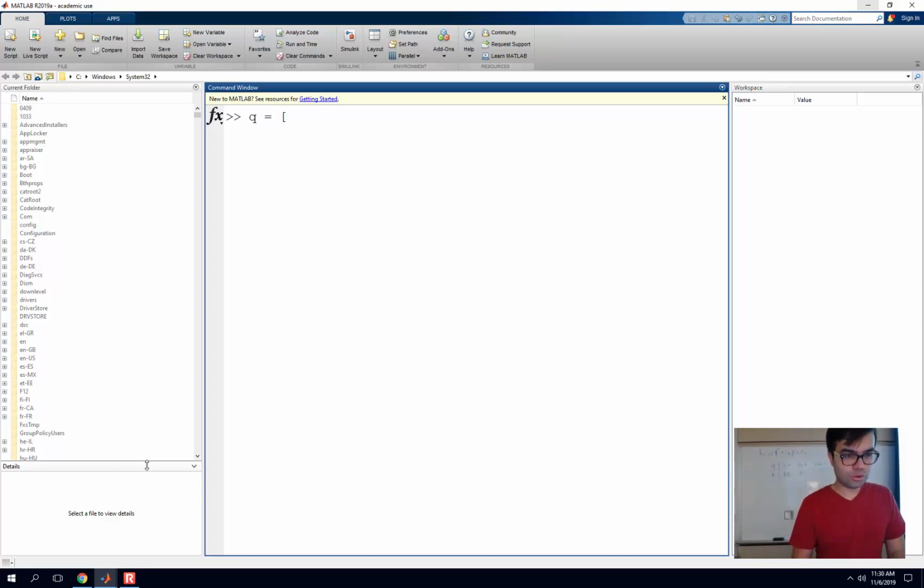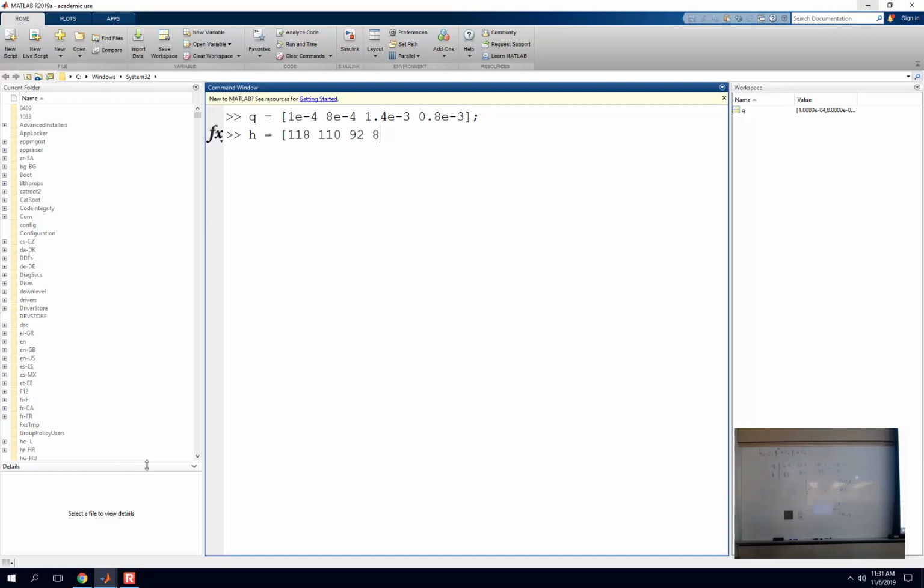Let me also take this time to show those Q and H values, if you can't read them from the screens or from the board.